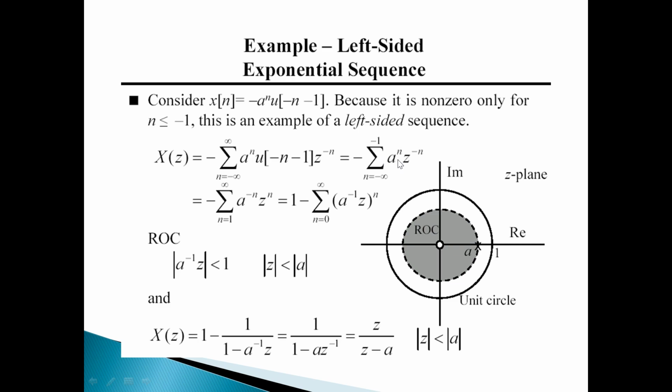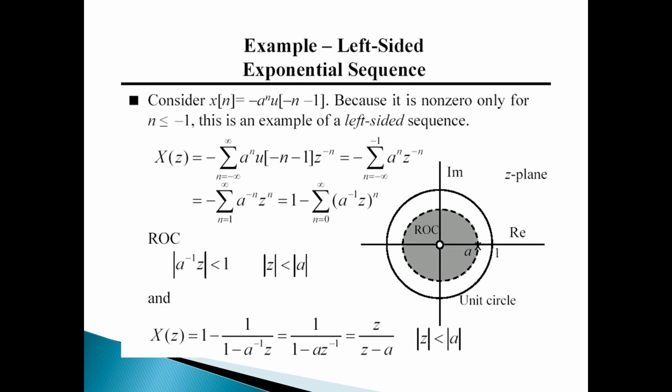a power n z to the power of minus n, and the minus sign as it is. In the next step, the minus sign remains, and the limits change sign: from minus infinity to minus 1, it has been changed from 1 to infinity. Now what will happen? a power n becomes a power minus n, z to the power minus n becomes z to the power of n. And then we can solve it, and we'll get the value 1 upon 1 minus a inverse z, which is z upon z minus a.